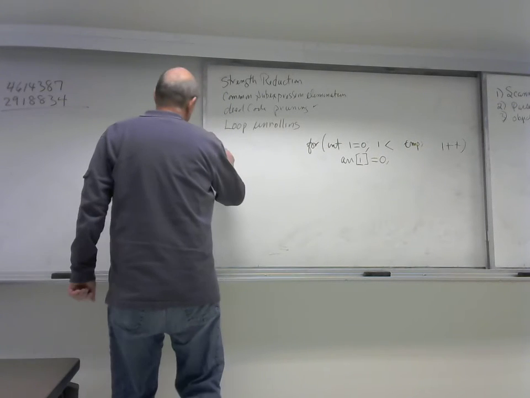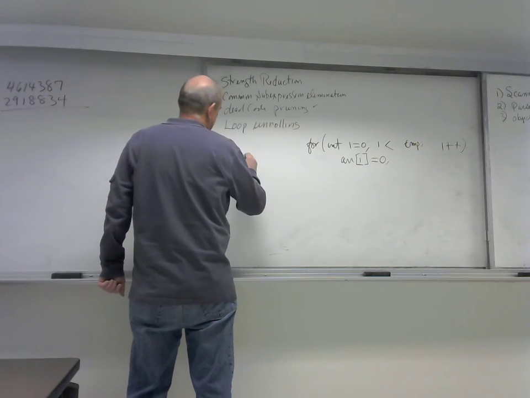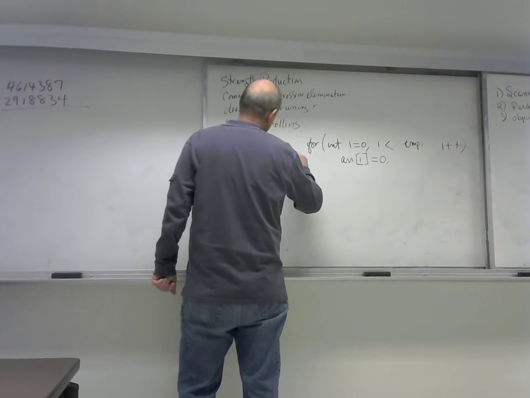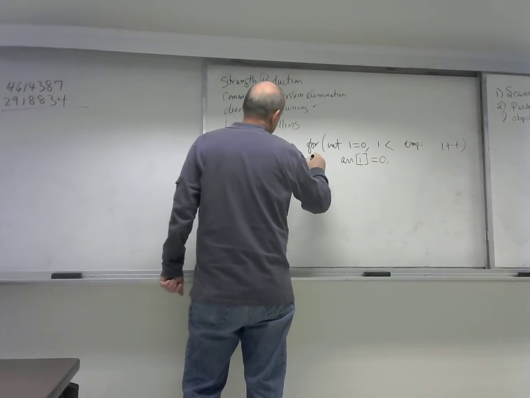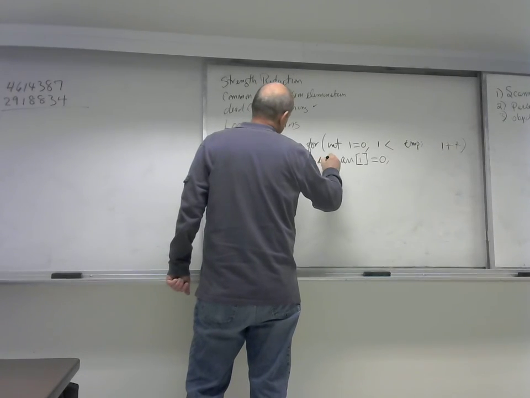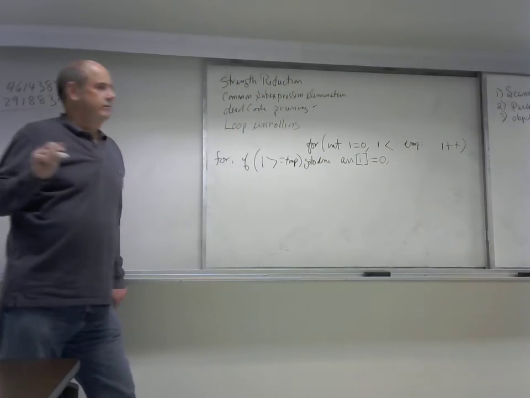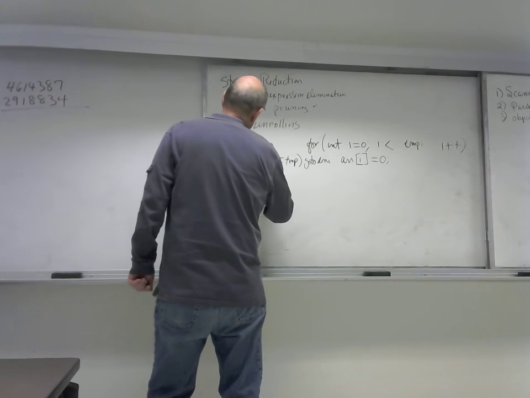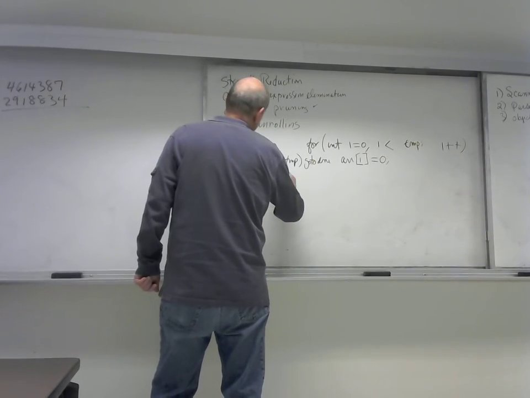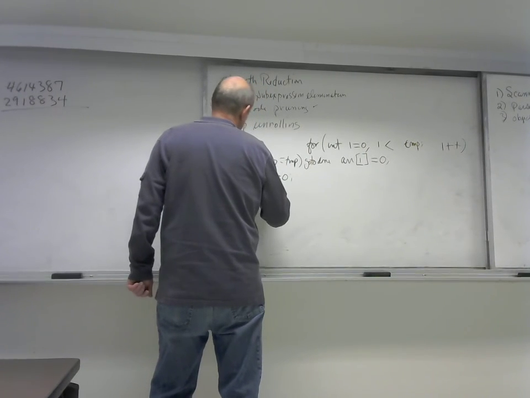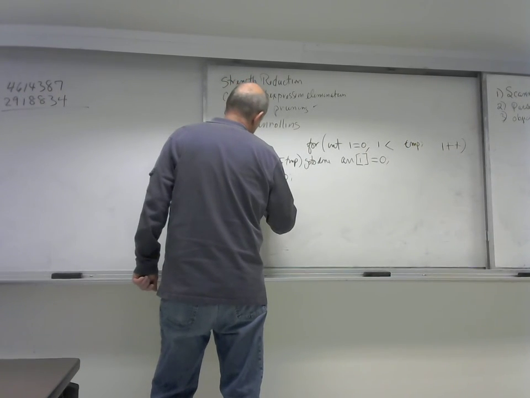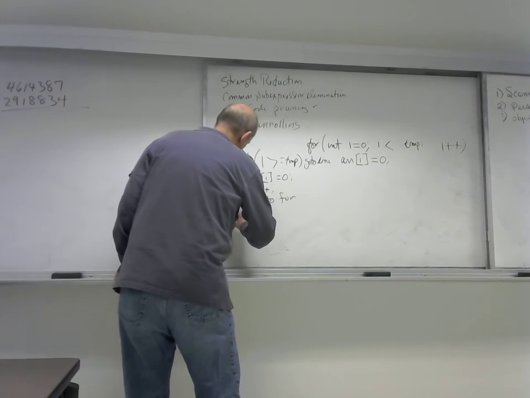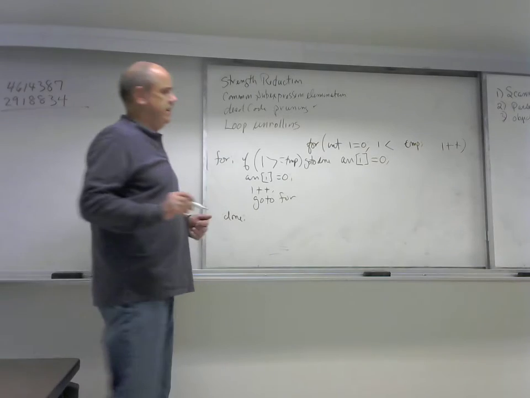No. So let's write pseudocode. Line 4: if i is greater than or equal to 10, go to 10. Then array i gets 0. i plus plus. Go to 4. And then down here is done. This is what happens with each pass of the loop.